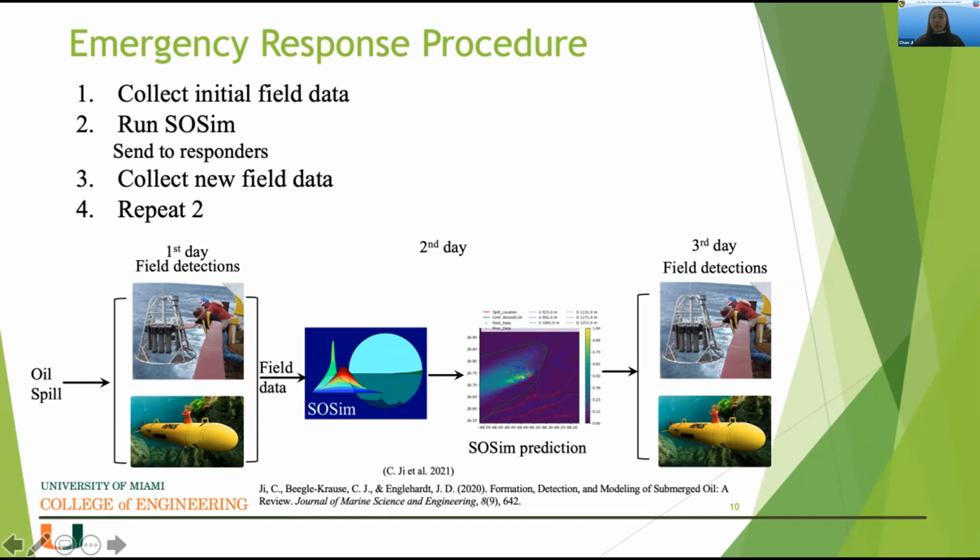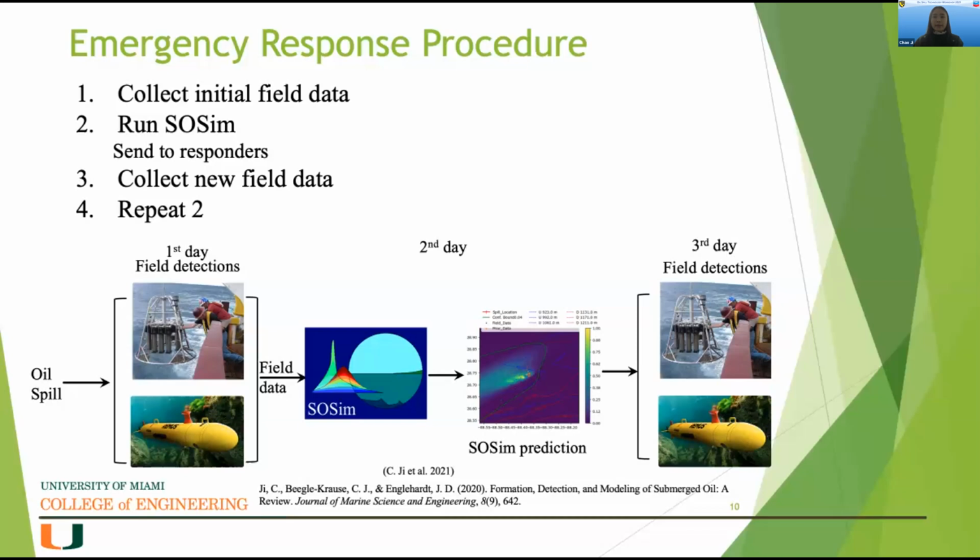So after the collection of initial data, those data can then be input to SOSim, and SOSim makes future forecasts with a probability map output. An area with high probability of oil presence is determined, and new field data can be collected within the SOSim predicted area of oil presence. So this whole process can be repeated to collect new field data. And with the new field data, SOSim can update its prediction in real time.